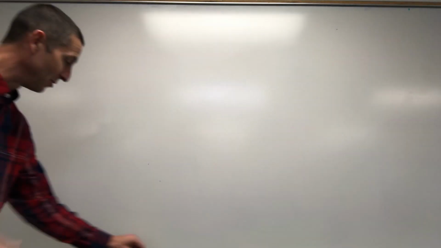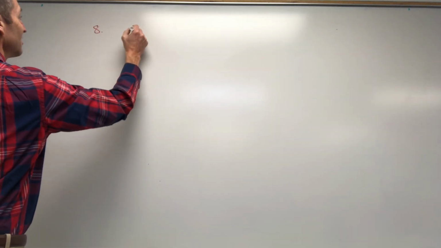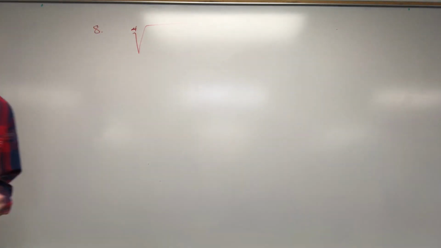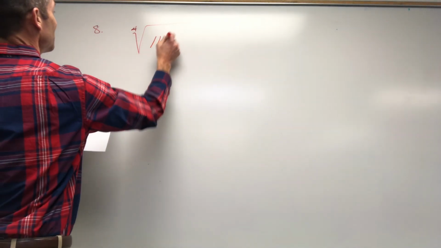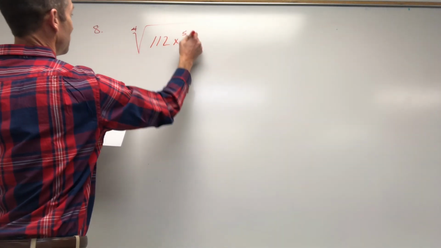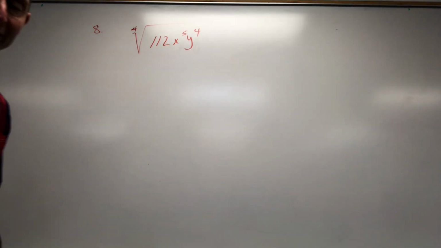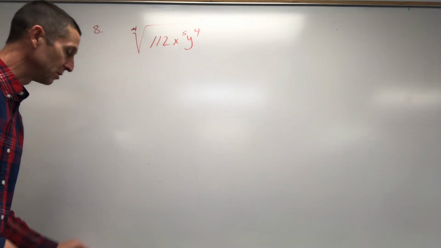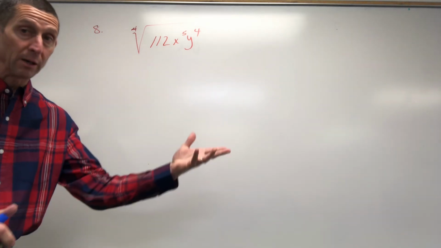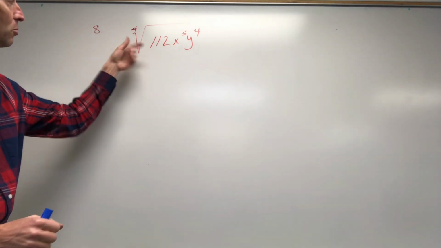Well, we've gone this far. Let's just go a little farther. Number 8, let's make it a 4th root. Let's do it. So we've got 112, x to the 5th, y to the 4th. May as well bump it up. Let's do this. So same setup we did for square root, same setup for cube root, same setup for 4th roots.